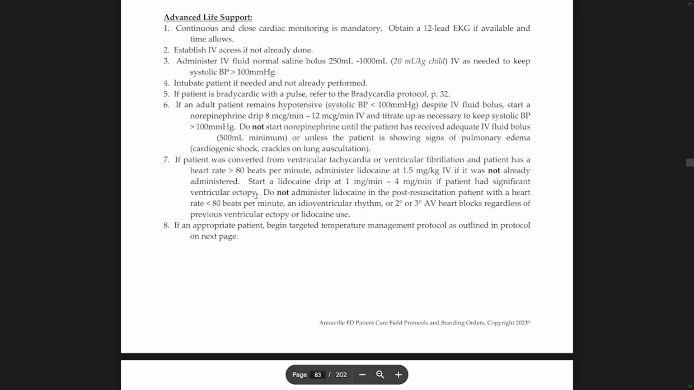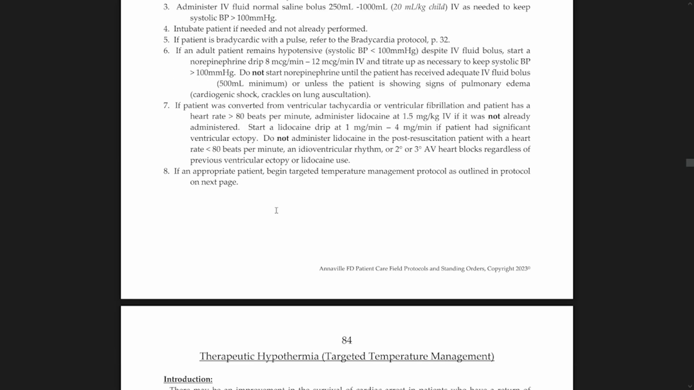Start a lidocaine drip at 1 to 4 milligrams per minute if the patient had significant ventricular ectopy. Do not administer lidocaine in the post-ROSC patient with a heart rate less than 80 beats per minute, an idioventricular rhythm, or a second or third degree heart block, regardless of previous ventricular ectopy or lidocaine use. If it's appropriate for the patient, begin targeted temperature management protocols as outlined on the next page.